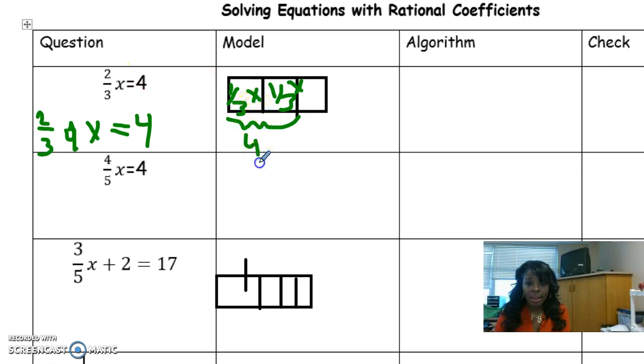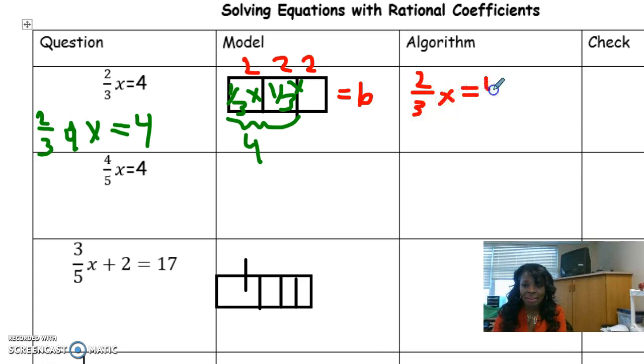Okay, so we're only dealing with 2/3, and the 2/3 has a value of what? 4. So I'm guessing that you know that if 2 of the thirds is 4, each third has a value of 2. 4 divided by 2 is 2. And then our x has a value of 6, right? Okay. So that's great, but of course we're not going to draw bars each time we do fractions.